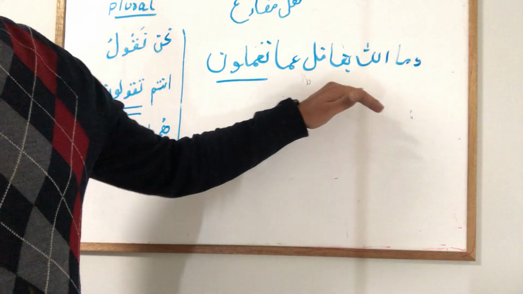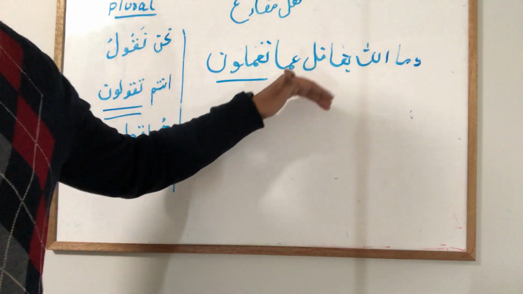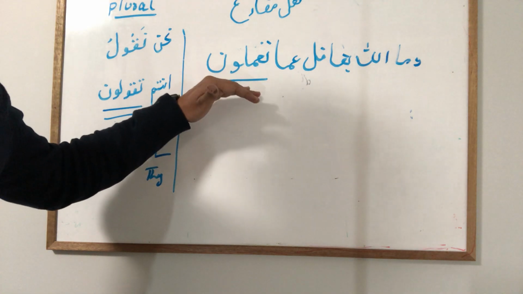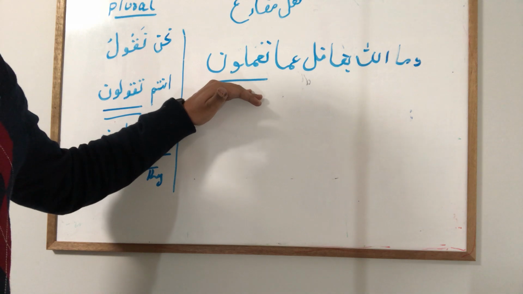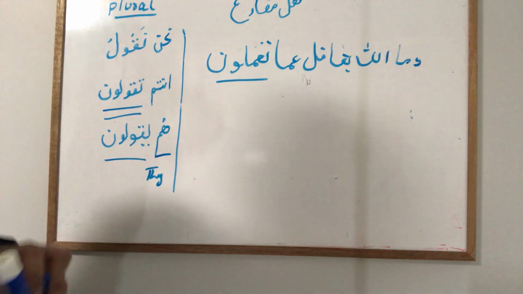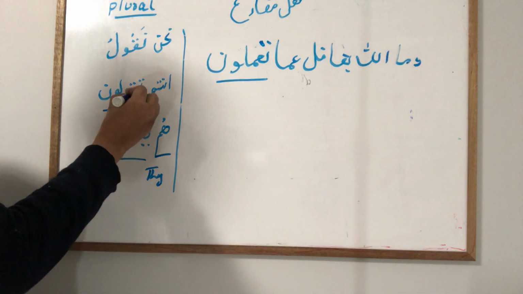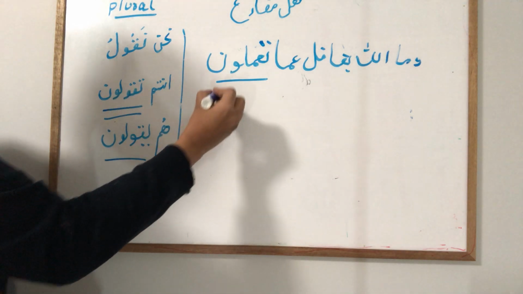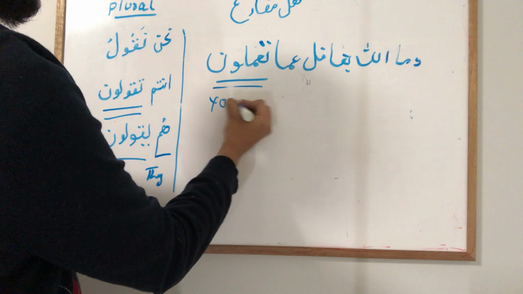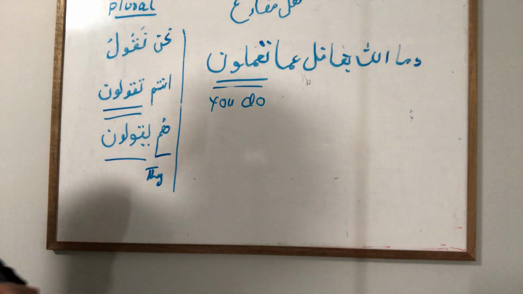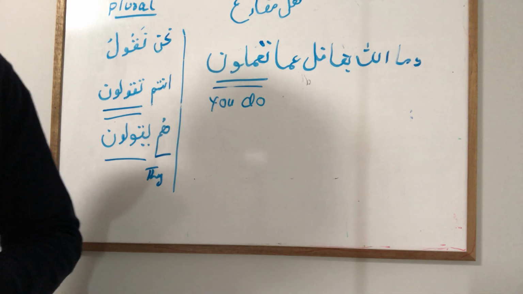So Allah Ta'ala is not, Allah Ta'ala knows whatever they do. I made a mistake here. What mistake did I make? I said they. But this letter is starting from ta. Ta is basically referring to antum. So you plural, you do. Ta'malun.